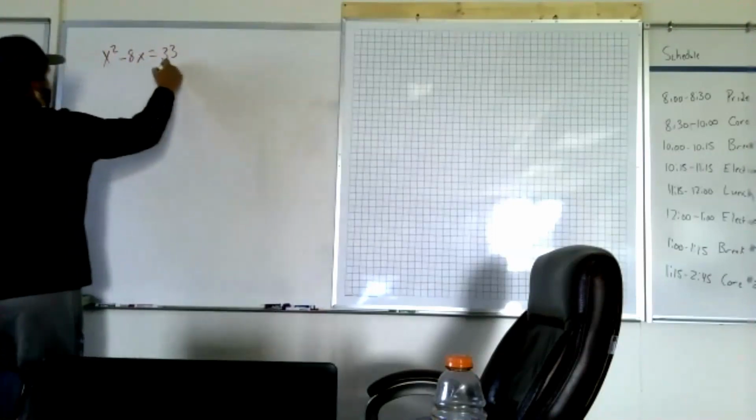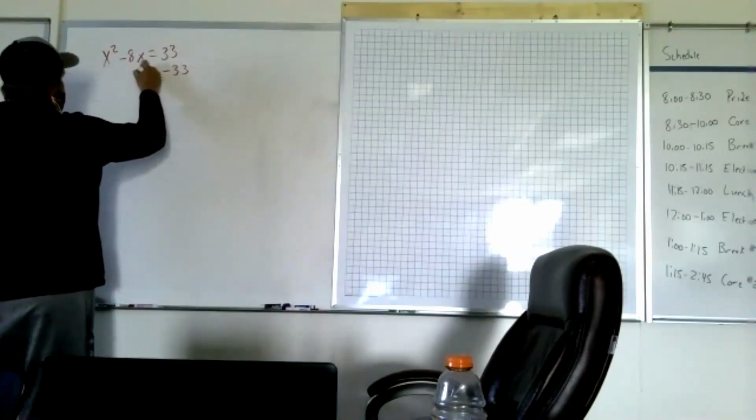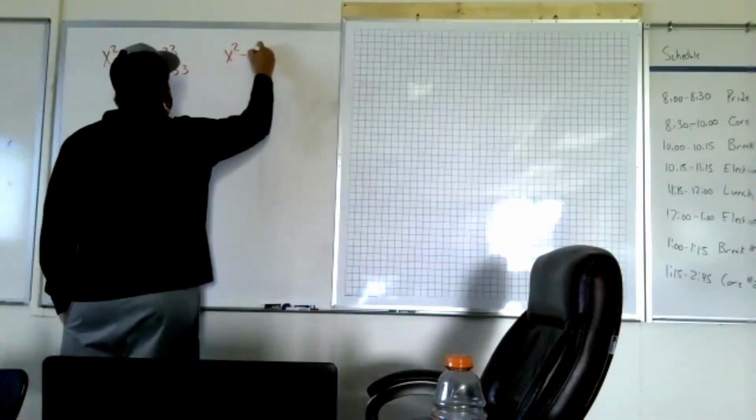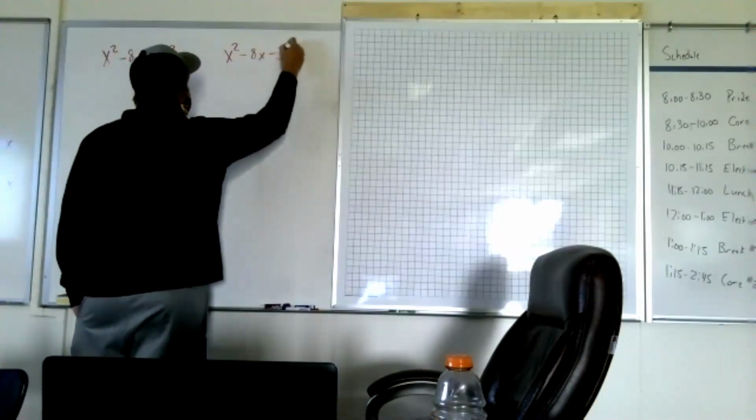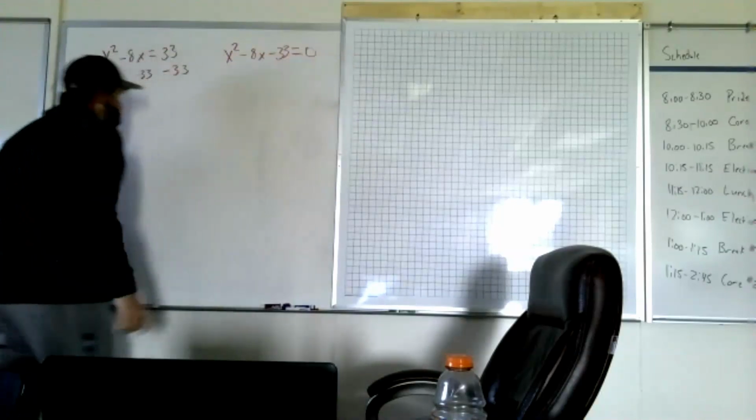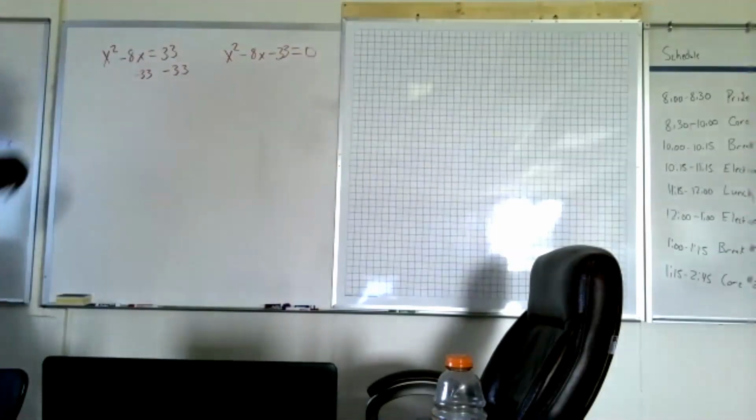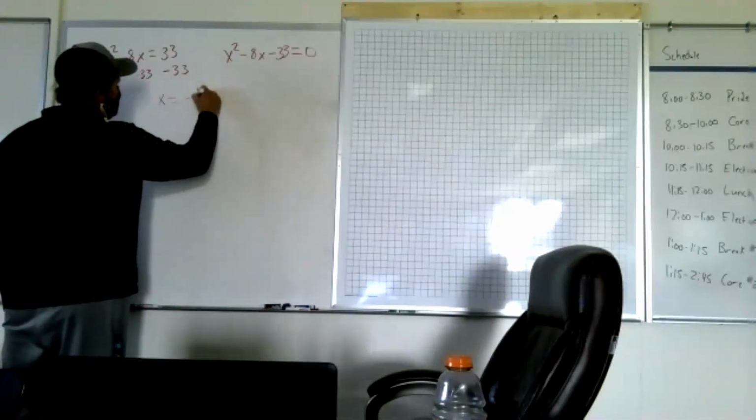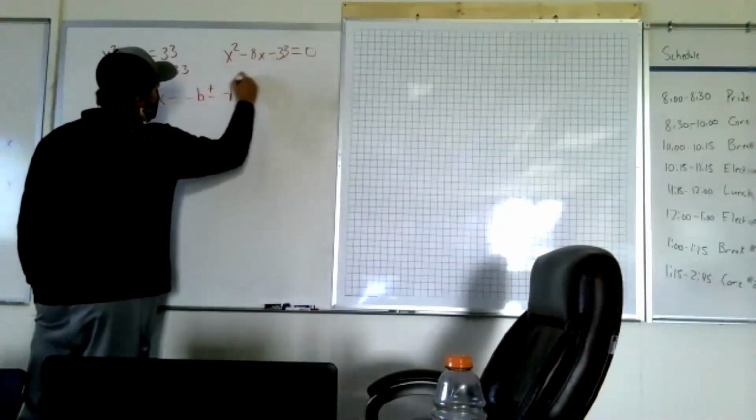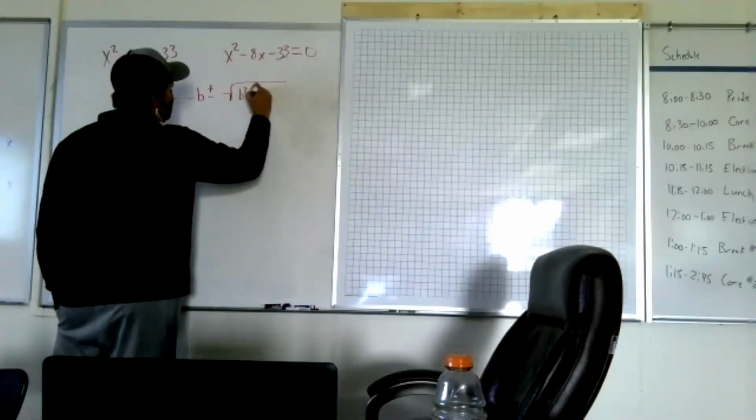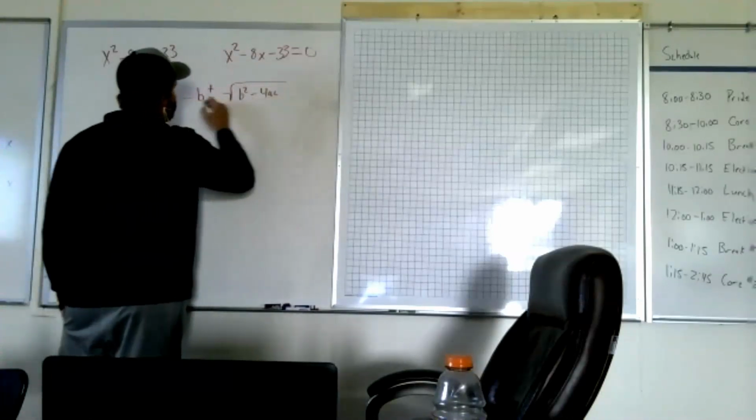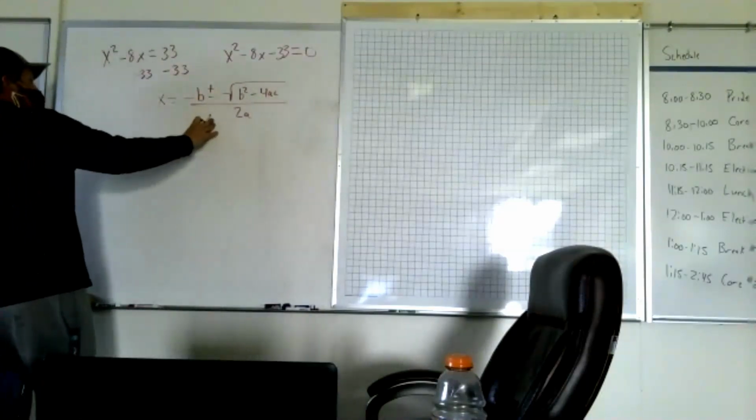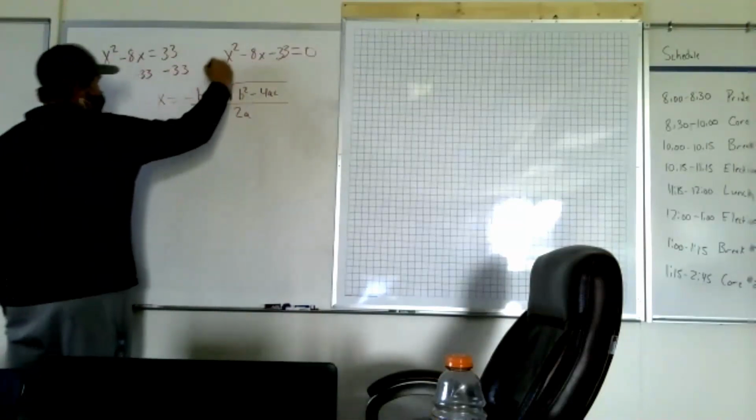To set it equal to 0, we subtract 33 on both sides. The new equation that we're working with is x squared minus 8x minus 33 set equal to 0. Then, like I said, it turns into plug and play. So x is equal to the opposite of b, plus or minus the square root of b squared minus 4ac, all over 2. We have that general formula, and we want to plug these coefficients in.